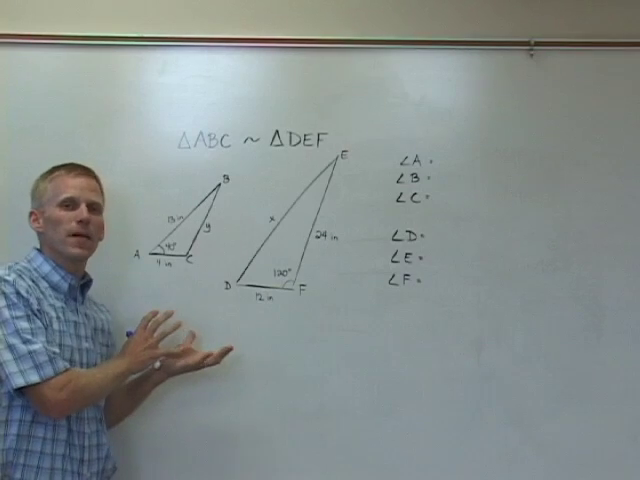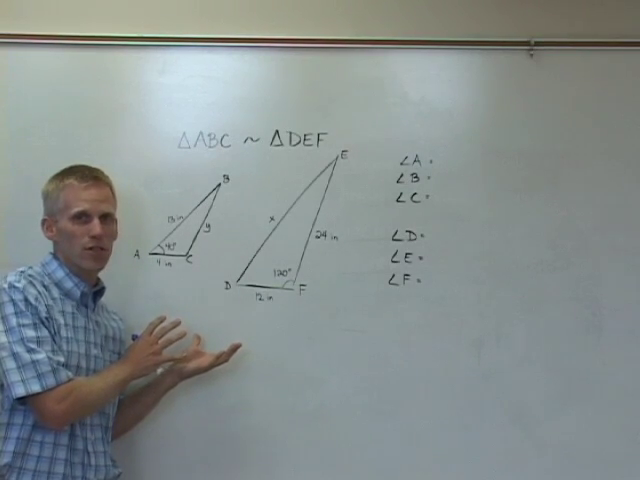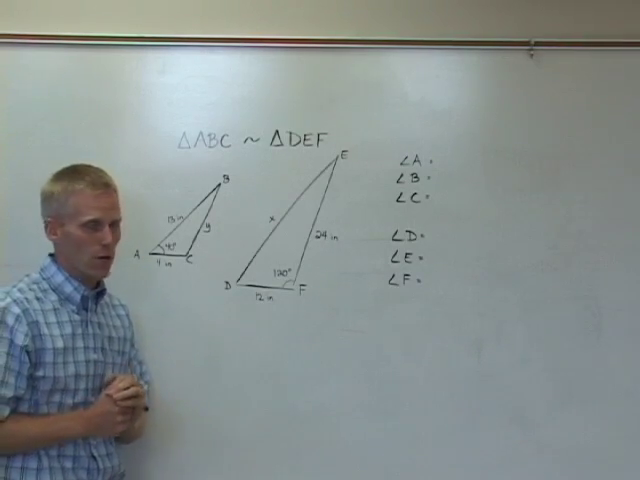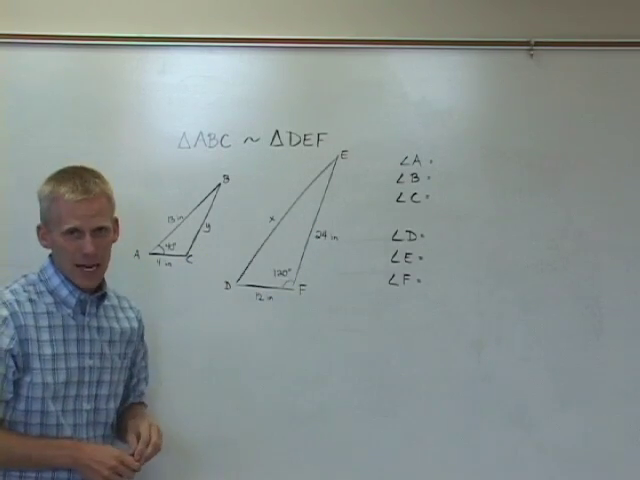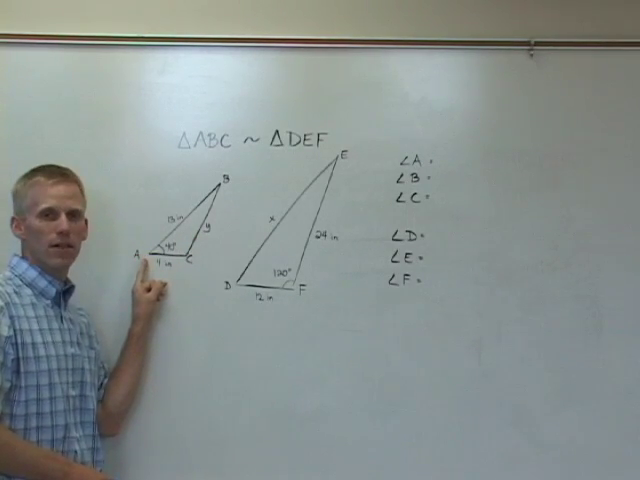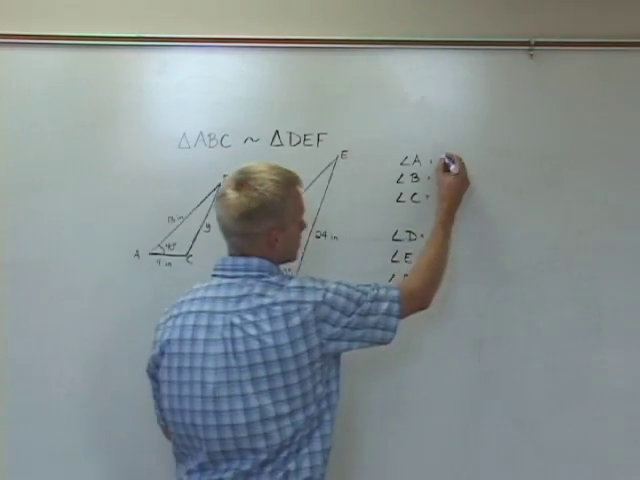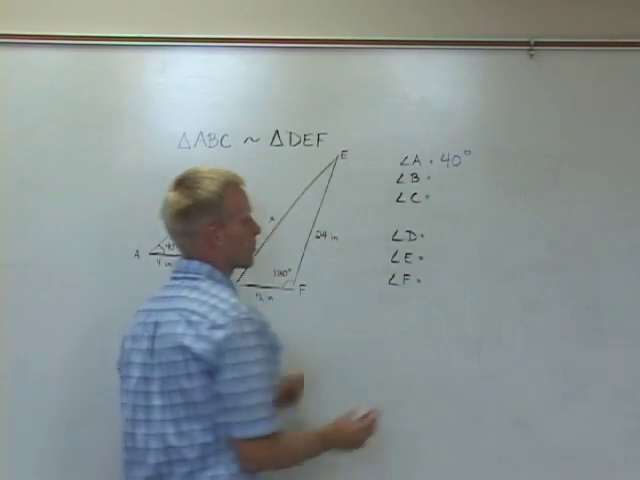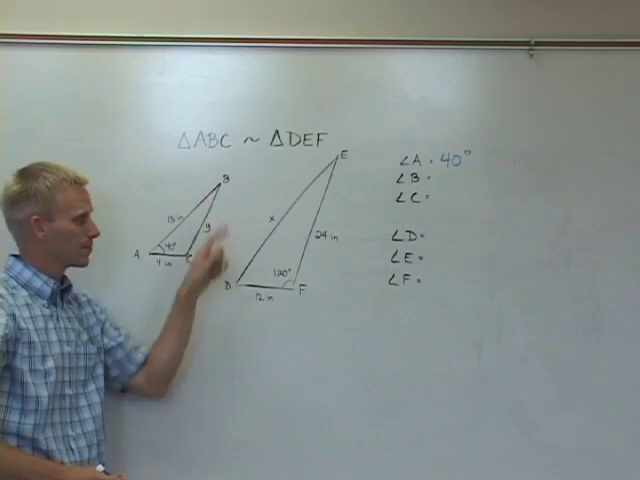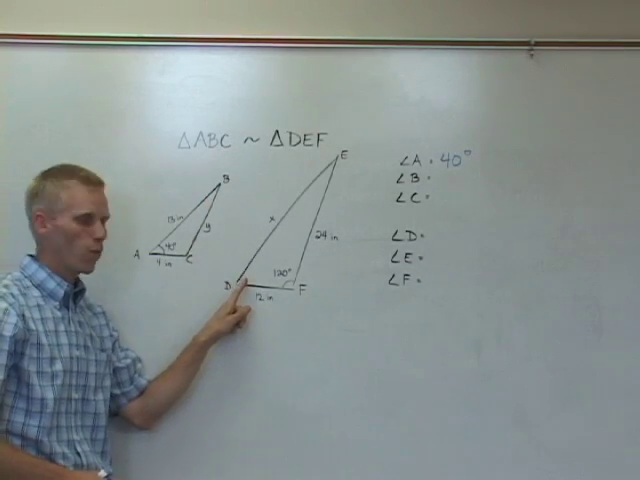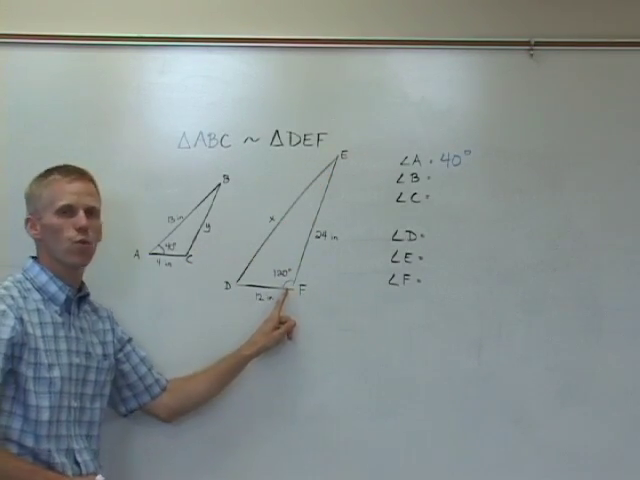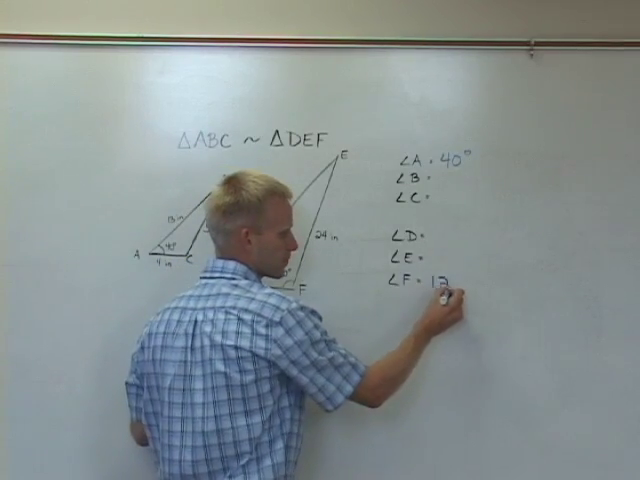Now we have some information that is given to us in these pictures, some of it that is not. Let's write down what we do know. Focusing first on the angles, we can see that we know angle A is 40 degrees. We know nothing of angle C, we know nothing of angle B. On our second triangle, we don't know D, we don't know E, but we do know F. F is 120 degrees.